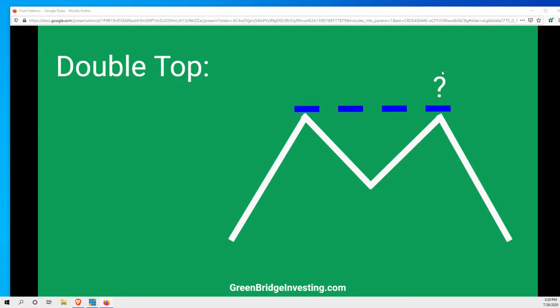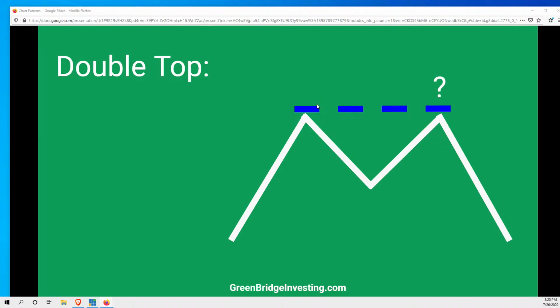Now, I put a question mark here on the second top. The thing is, when you're new at this, you're looking for precision, right? So you say, oh, the double top, this price here was $15.05, and this price here was $16. So that's not a double top, it's a breakout.